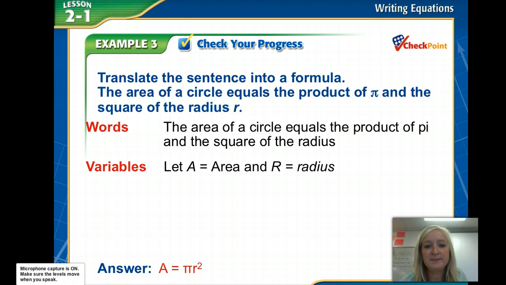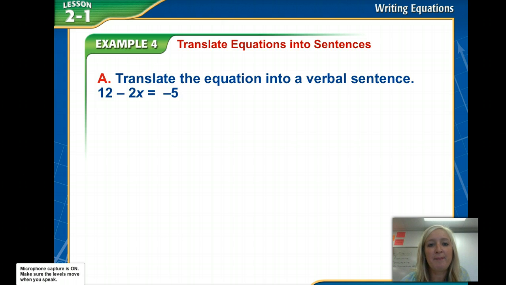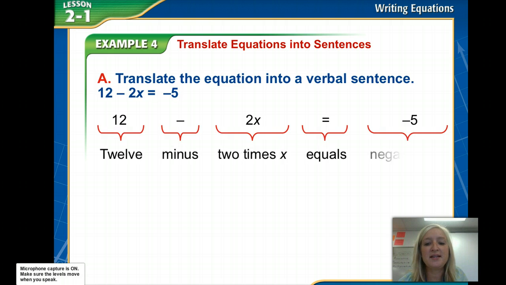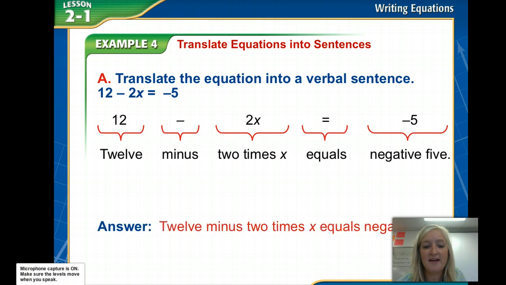Let's move on. The next example, translate equation into sentences. Again, that should be on the left side of your Cornell notes. And the first example, translate the equation into a verbal sentence. So I have 12 minus 2x equals negative 5. The first part, I just broke it apart. Next step is to translate these numbers into sentences. So I have 12 minus 2 times x equals a negative 5. Go ahead and copy that example down.